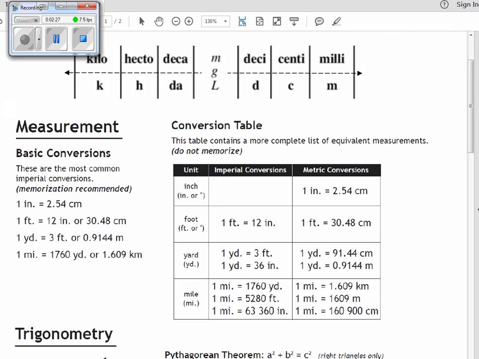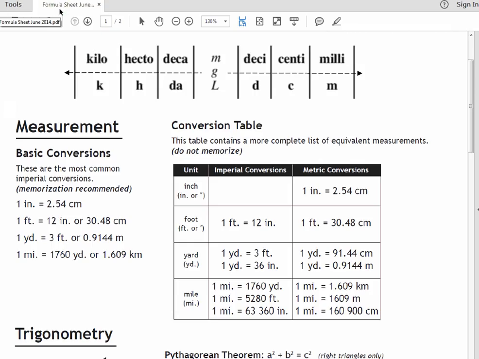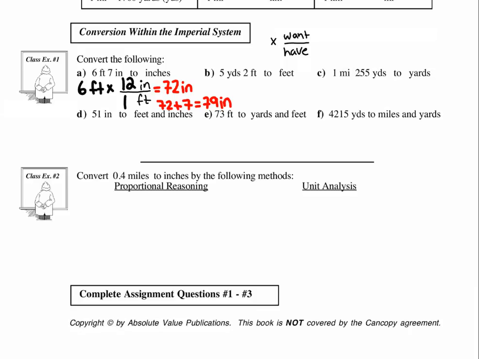How many feet are in a yard? 3. It's right here. Right? Okay, so we should have had 5 yards times. So we want feet, we have yards. And it's 3 feet for every 1 yard. So that equals 15, giving us a total number of 17 feet.